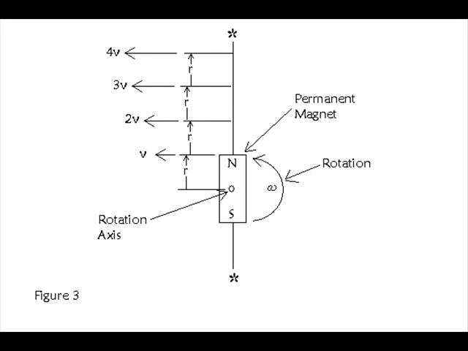Figure 3 defines some simple parameters used to examine rotating magnetic fields. Dimension r is the magnet radius as the magnet spins around its central axis. The magnetic field extends beyond r, and Figure 3 uses multiples of r, as shown, to locate some of the positions within the magnetic field. Velocity v is the tangential velocity of the magnet radius, so multiples of v describe the velocities of points out in the magnetic field. The angular rotation speed of the magnet is omega.